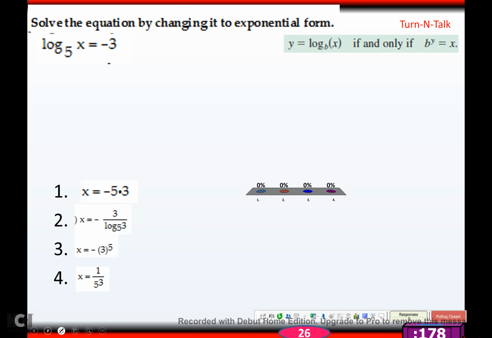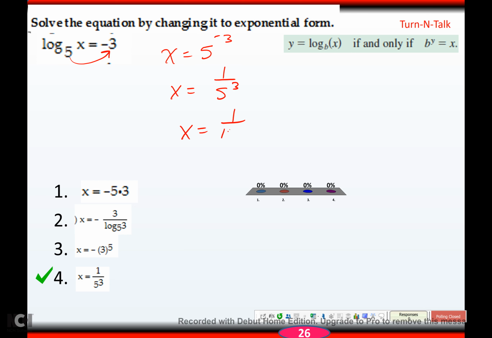And hopefully you got 4. I mean, I wouldn't have written it like that, but the bug moves over, so x equals 5 to the negative third. And you can't leave a negative exponent, so x equals 1 over 5 cubed. And I would have actually multiplied that out and got 125, but they left it like this.